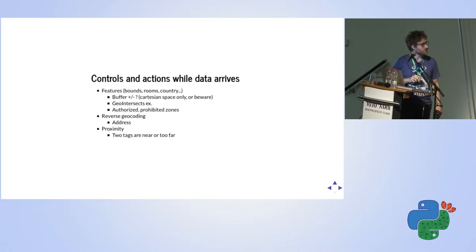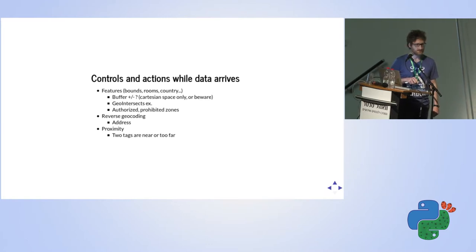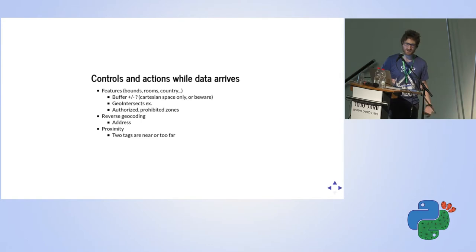We can check for authorized or prohibited zones. For example, one person doesn't have the right to be there. We can raise a warning. We can also do reverse geocoding, like find the address of a specific point. For example, a vehicle just stopped there. What is its address? And we can also check for proximity between tags, which are like the devices we are tracking.